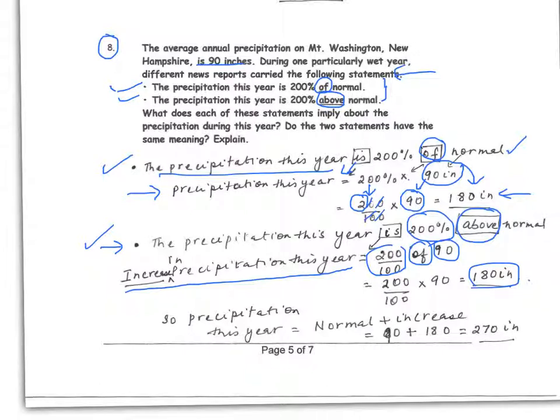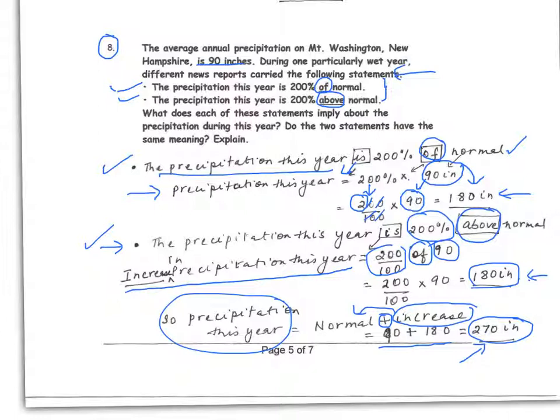However, this is not the precipitation this year. 180 inches is the increase in precipitation this year. So what is the precipitation this year? It is 180 inches above the normal, which means we add 180 inches to what is considered normal. And that gives us 90 plus 180 equals 270 inches. So the precipitation this year, according to the second statement, is 270 inches.